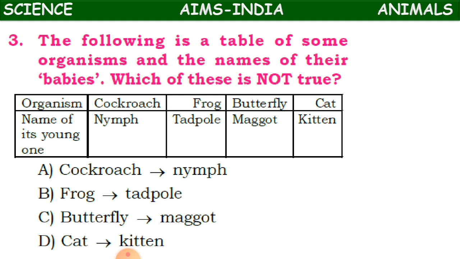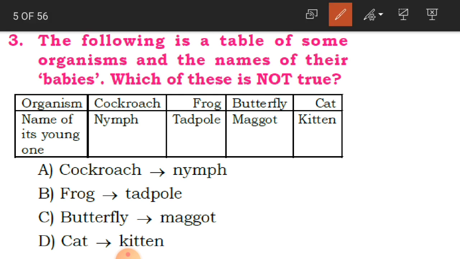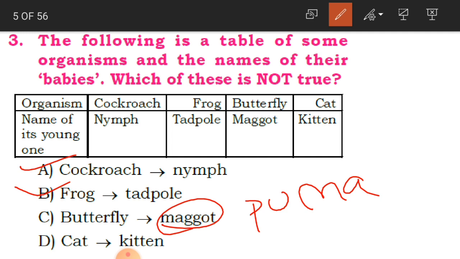Okay children, if you see here, cockroach is for nymph. Frog is for tadpole. Butterfly is for maggot. Cat is for kitten. From this, which is the wrong option? Yes, A is correct. B is also correct. But C is wrong. Butterfly young one is called pupa. It is not maggot. Okay children? And cat young one is called kitten. So A, B and D options are correct, whereas C is wrong. Okay children, so our answer is C option.